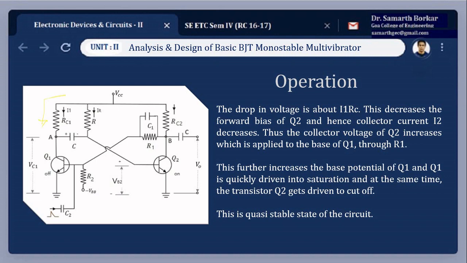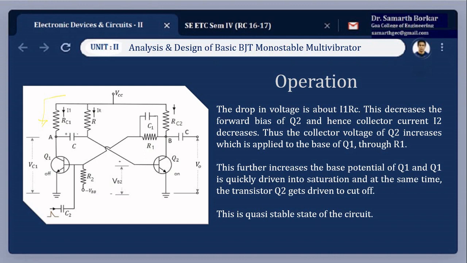So the voltage drop will be I1 into RC1. Now this decreases the forward bias of Q2 and hence collector current I2 decreases. Thus the collector voltage of Q2 increases, which is applied to the base of transistor Q1 through R1. This further increases the base potential of Q1 and Q1 is quickly driven into saturation. And at the same time, the transistor Q2 gets driven into cutoff.